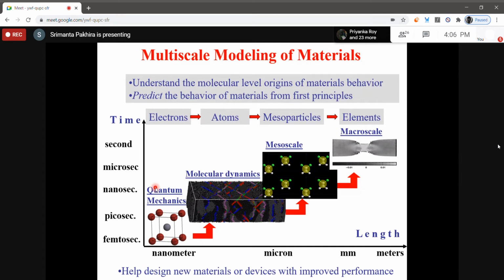If you look, my x-axis represents the length of the particular system we have to study, and the y-axis represents the time, at what time scale we have to consider. This scale we sometimes define as multi-scale modeling methods, or multi-scale modeling of materials. How to use different scale, different method. That's why: multi-scale, different scale, different method.